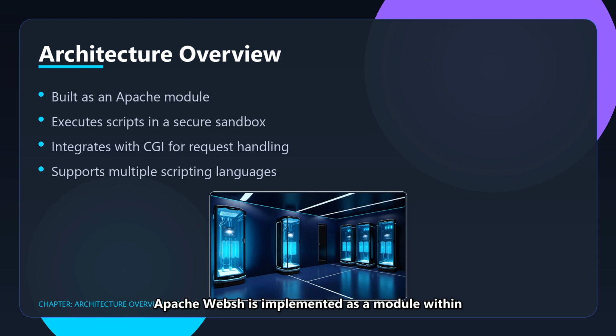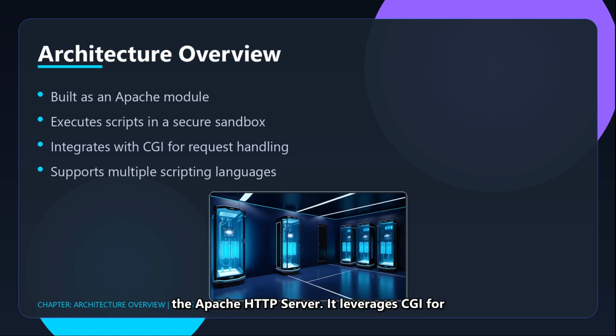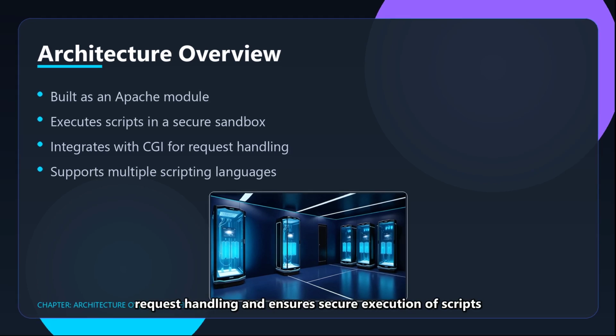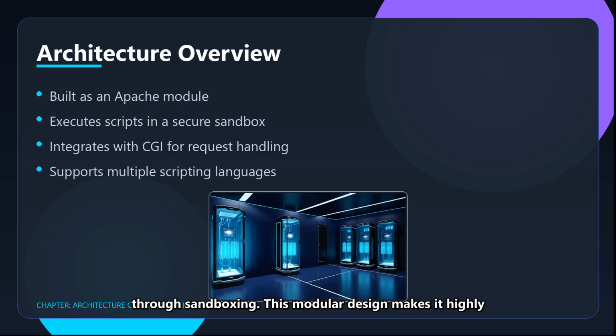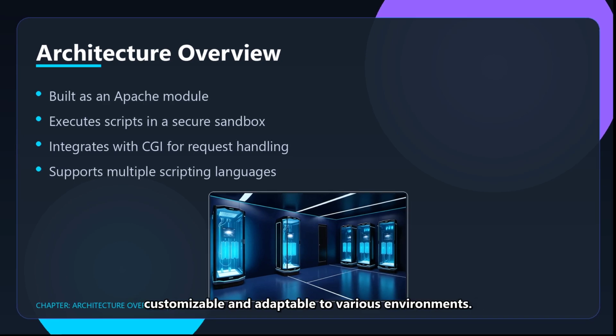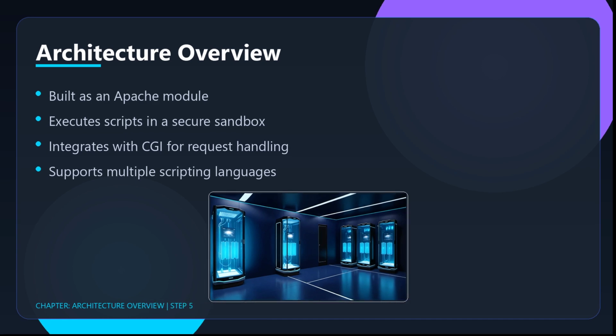Apache Websh is implemented as a module within the Apache HTTP Server. It leverages CGI for request handling and ensures secure execution of scripts through sandboxing. This modular design makes it highly customizable and adaptable to various environments.